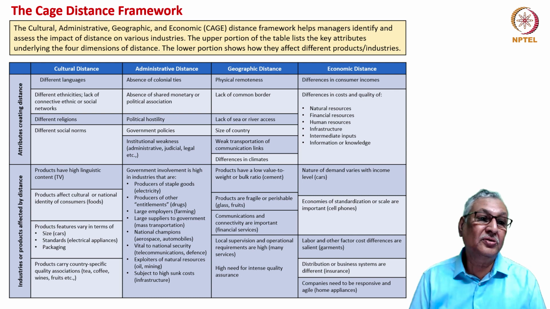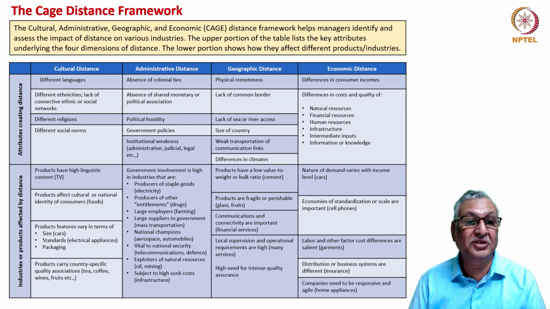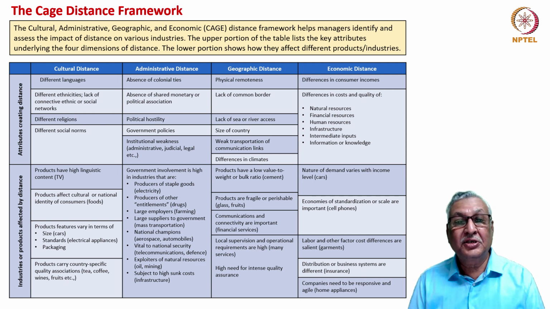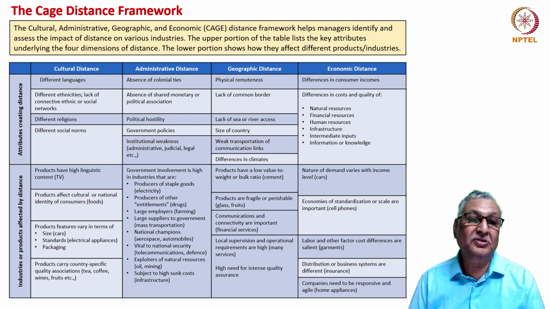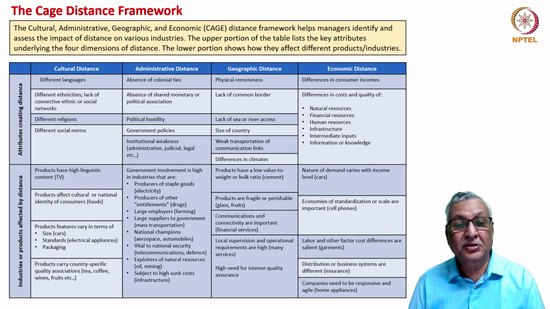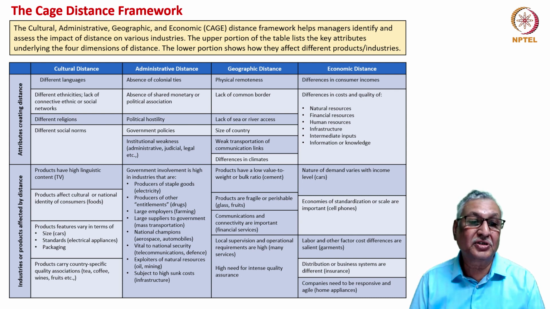When you look at the attributes that create the distances, cultural distance is established because of different languages, different ethnicities, religions, and social norms. And administrative distance increases when there are no colonial ties. If there is no shared monetary or political association, if political hostility exists between two countries and the government policies are divergent, and if there are institutional weaknesses, particularly administrative, judicial, and legal.